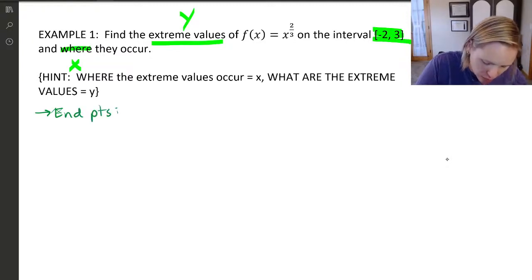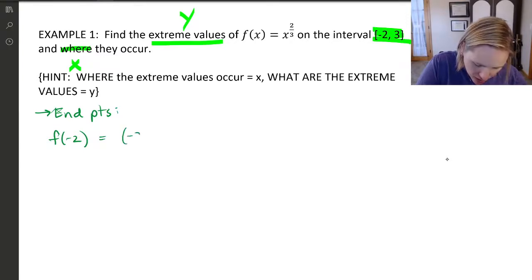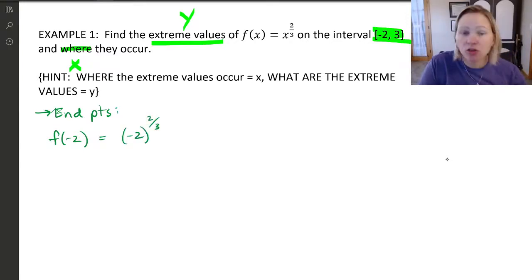So what I'm going to do is plug in f of -2. That's going to be -2 to the 2/3 power. Now I don't have a calculator. If I had a calculator, I would graph the thing and find the values that way, but I don't have a calculator. And this is how your AP exam is going to be too. It's going to give you these types of problems without a calculator to use.